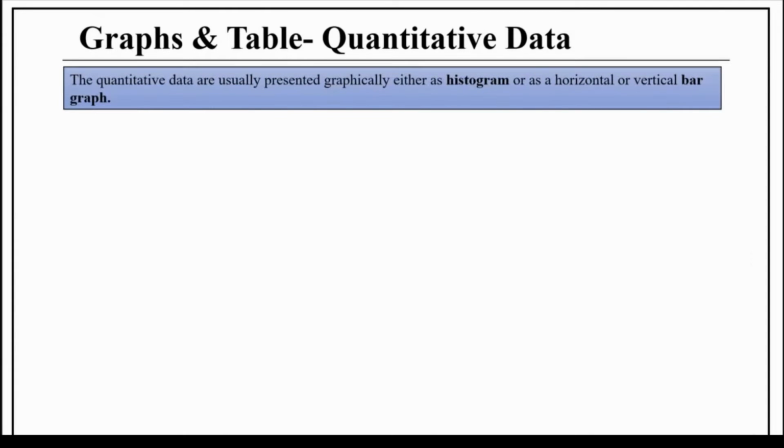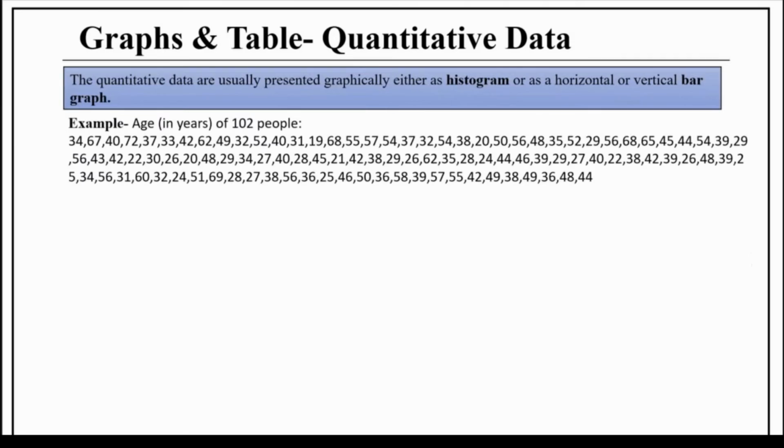Hello friends, welcome again. The topic which we will cover in this session is graph and table for quantitative data. Quantitative data are usually presented graphically either by a histogram or bar graph. Let's take an example. In the given question, we have the age of 102 people. Now we have to draw a histogram using Excel. Before that, we will summarize the data in table format.